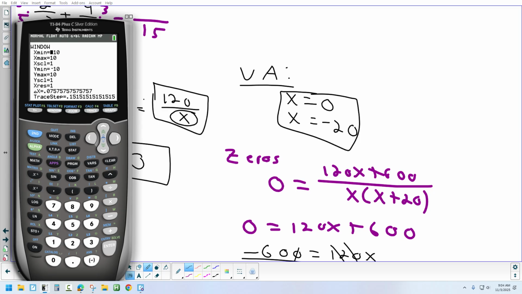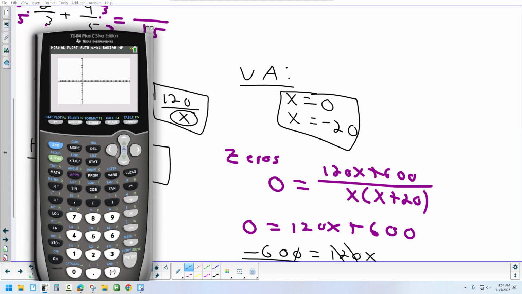Let's go to our window. We've got a vertical asymptote at negative 20. Let's go a little bit past it. X max, well, there really is no X max. We can go as high as we want for X max. Let's hit graph and see what it looks like.